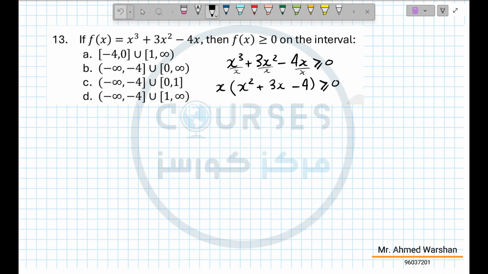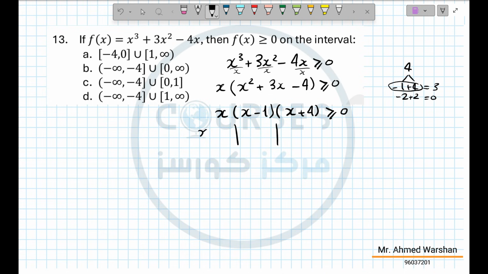The middle one is a quadratic. 4 is 1 times 4, 2 times 2. Positive, negative, it means the big one is positive, the small one is negative. This is 3, this is 0, so it's indeed this one. So this is x times x minus 1 times x plus 4. That's greater than or equal to 0.